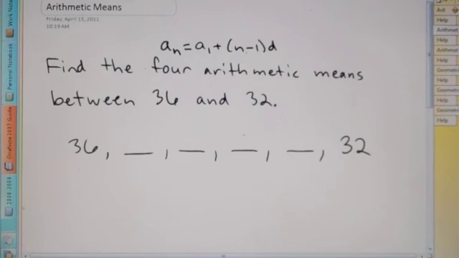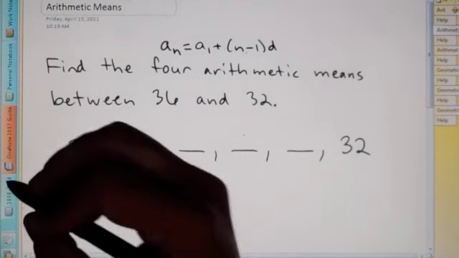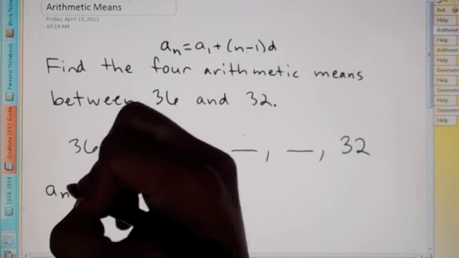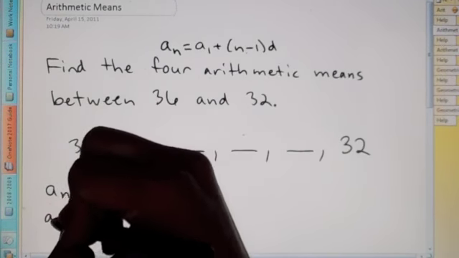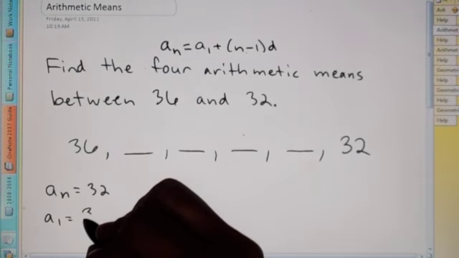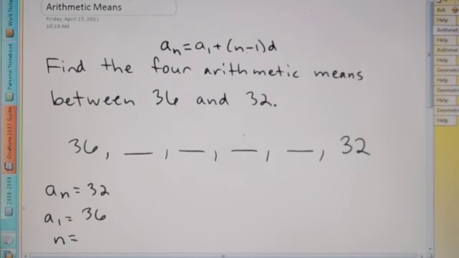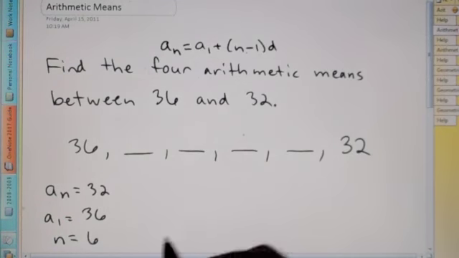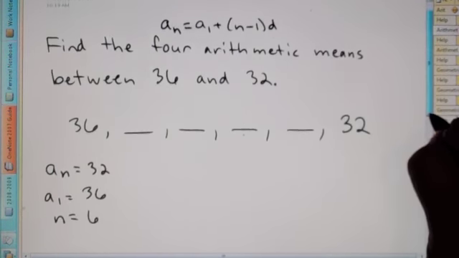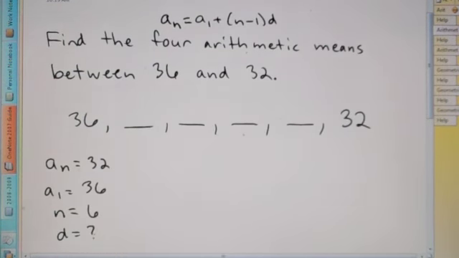In our last lesson we were finding our last term, but in this case we actually know our last term. So let's write down the information we know. A sub n, our last term, is 32. A sub 1, our first term, is 36. And then the number of terms is 1, 2, 3, 4, 5, 6. 6 terms. The one thing we don't know, which we need to find in order to find these four terms, is d. We don't know our common difference.